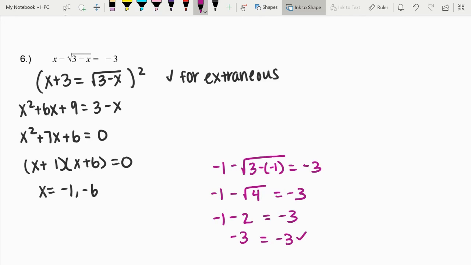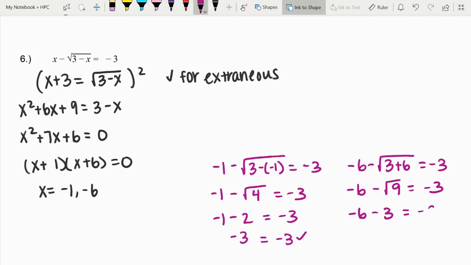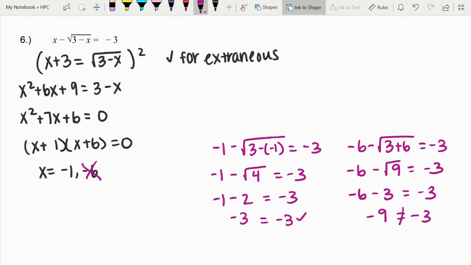Let's do the same thing with negative 6. Okay, so I'm going to have negative 6 minus the square root of 3 minus a negative 6, which would just give us plus 6, is equal to negative 3. So I have negative 6 minus the square root of 9 equals negative 3. Negative 6 minus 3 is negative 9. Negative 9 does not equal negative 3. Okay, so then I'm going to cross off my negative 6, and my only solution is x is equal to negative 1.